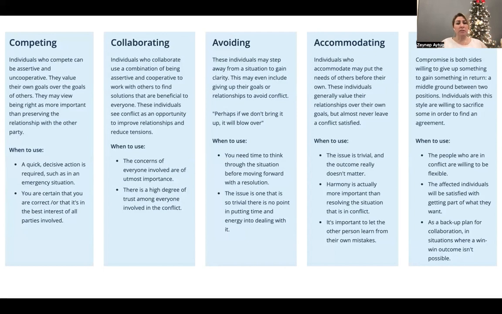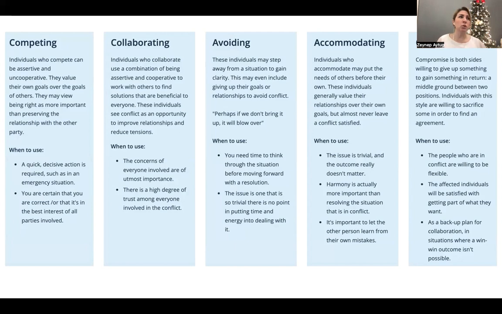Now, if there's a situation where there's a need for quick and decisive action, there isn't time to talk and do participative decision making, you can compete, basically just make the decision and impose it on the other individuals. And if you're 100% sure that you are right and whatever you're doing is in the best interest of all the parties involved, you want to compete, just impose that and move on. Think about a sports team. Obviously, the Lakers don't care what's going to happen to the other party if they win. You're out there to get it and you compete.